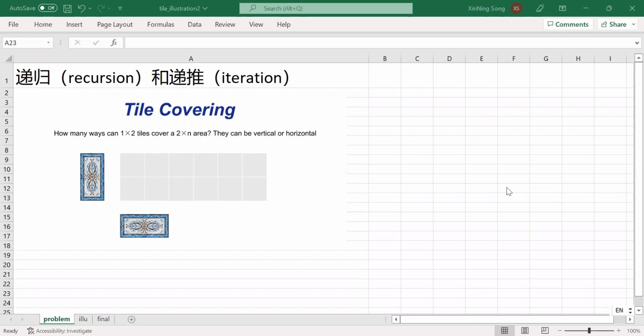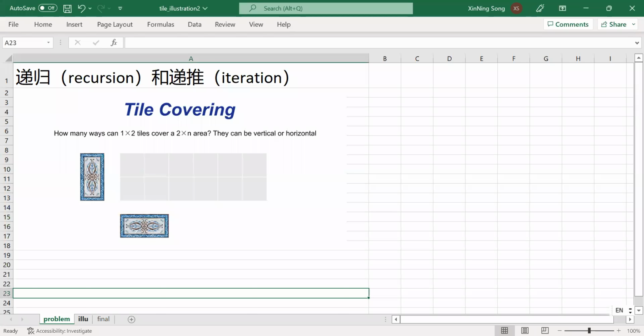And then I think iteration just means you iterate one time at a time and eventually you will derive the answer. It is explained better in computer science language than my layman English. So I will not try to explain the difference between recursion and iteration, but I do want to cover how to totally understand this tile covering problem from a mathematical point of view. So let's take a look.